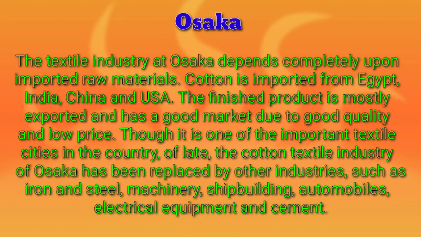The textile industry at Osaka depends completely upon imported raw materials. Cotton is imported from Egypt, India, China and USA. The finished product is mostly exported and has a good market due to good quality and low price. Though it is one of the important textile cities in the country, of late the cotton textile industry of Osaka has been replaced by other industries such as iron and steel, machinery, shipbuilding, automobiles, electrical equipment, and cement.